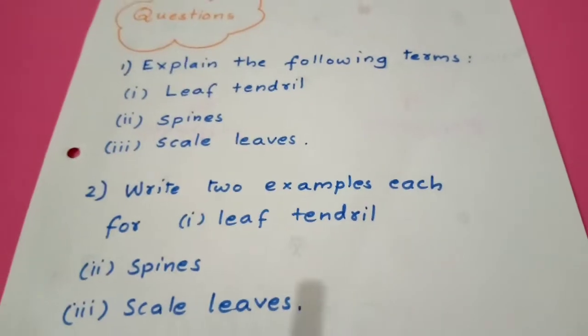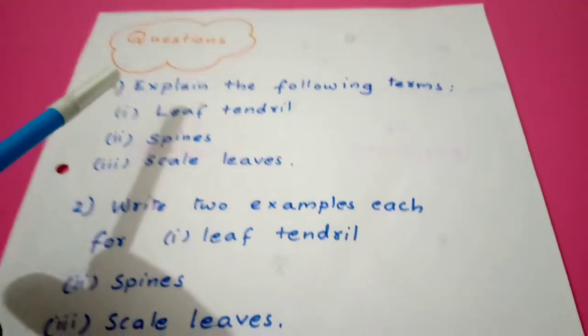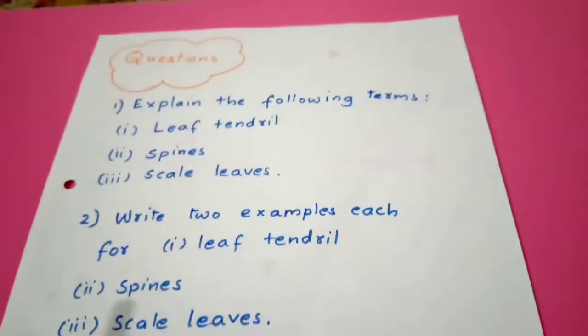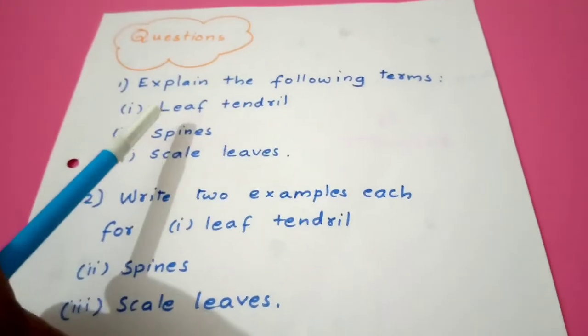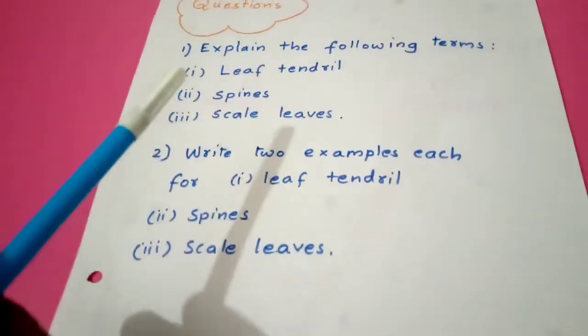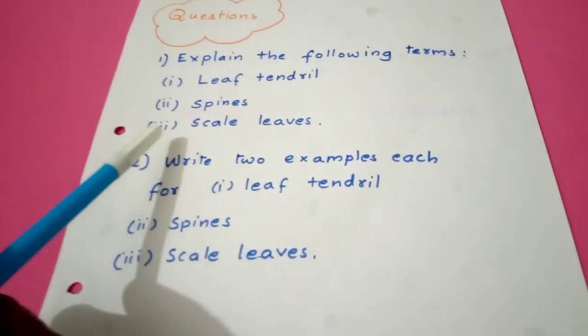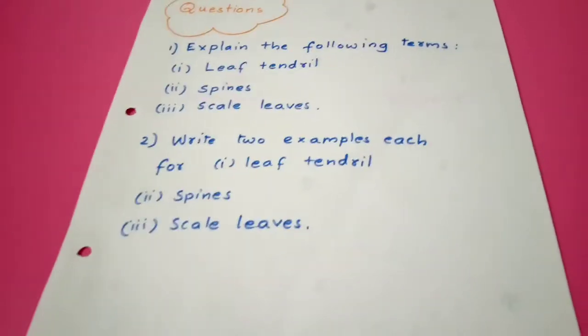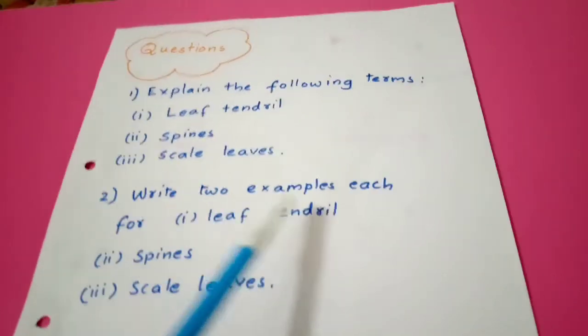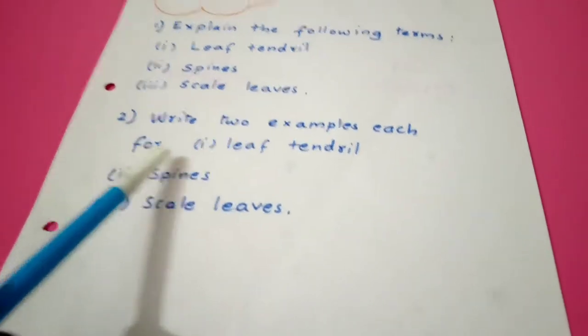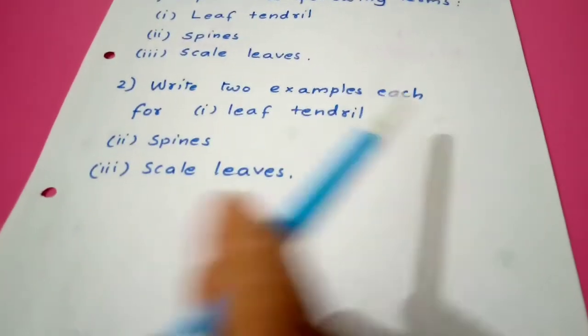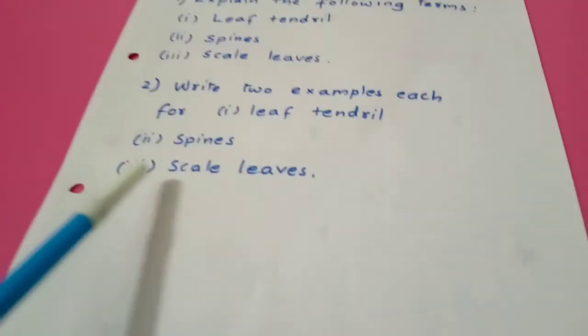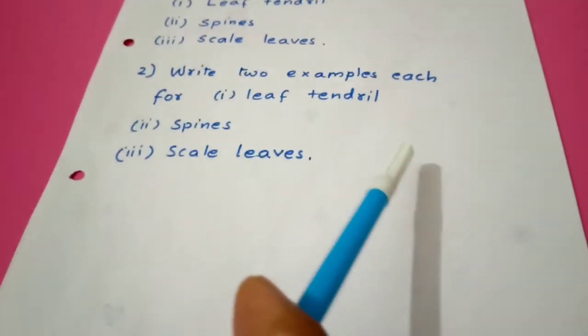Now based on this class we'll answer some questions. First, explain the following terms: first, leaf tendril; second, spines; and third, scale leaves. Explain these three terms. And second question, write two examples for each. For leaf tendril, two examples; spines, two examples; and scale leaves also two examples, you find out and write. This is the homework.